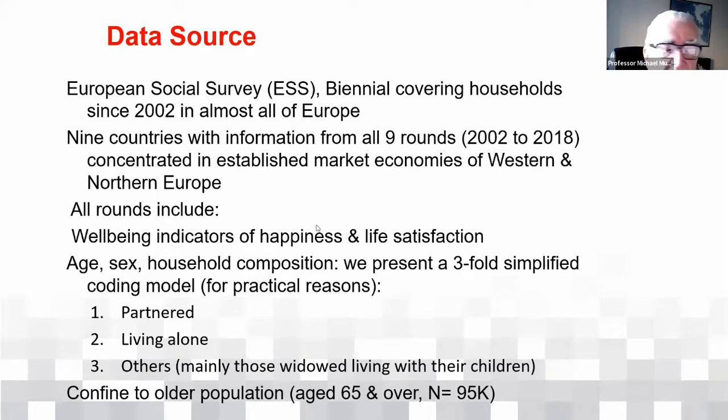To make things simple, I'm only going to look at a 3-fold coding of households: those who are partnered, living alone, and others. These are mainly widowed people living with their children, but it includes all other groups as well. And I confine it to the older population, those aged 65 and over, which gives a sample size of about 95,000 people.